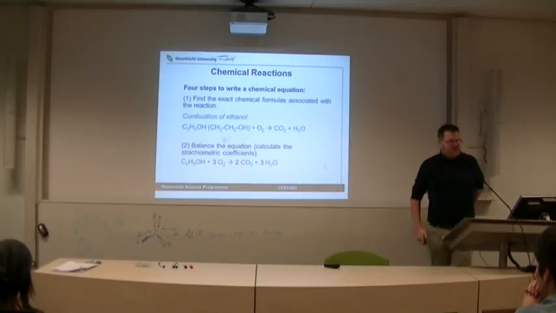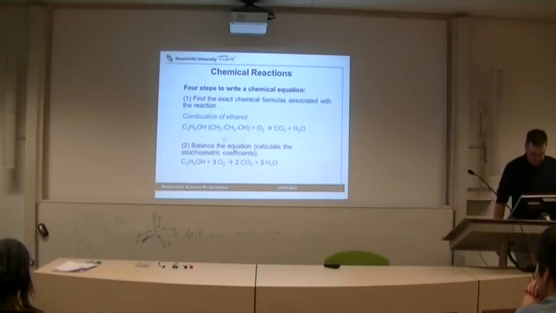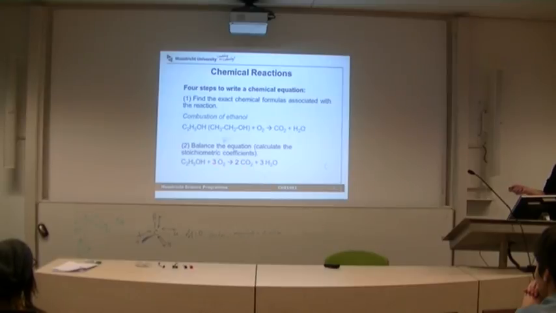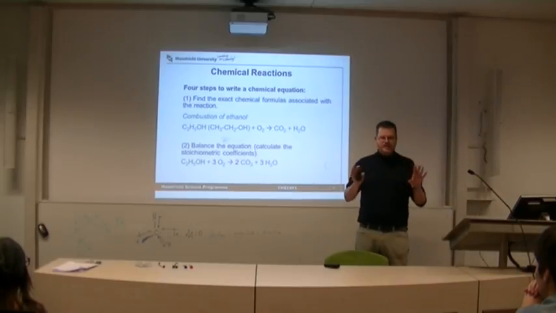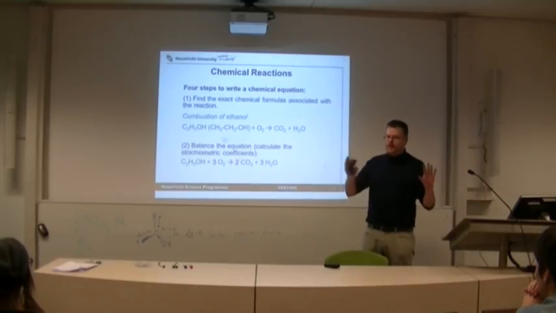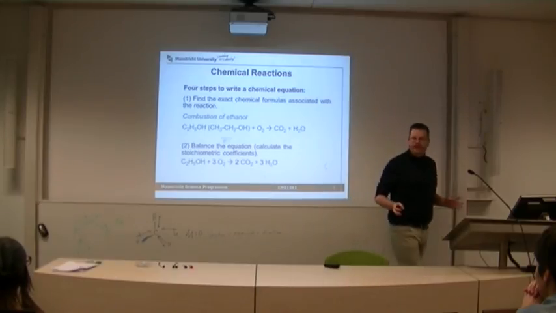Oxygen, how many oxygens on the left? 7. 3 times 2 is 6, plus 1 is 7. How many on the right? 2 times 2 is 4, plus 3 is 7. So it's balanced. And we call this balancing by inspection, meaning you look at the equation and figure out what do we need on the left and what do we need on the right. It's a little bit of a game, really.